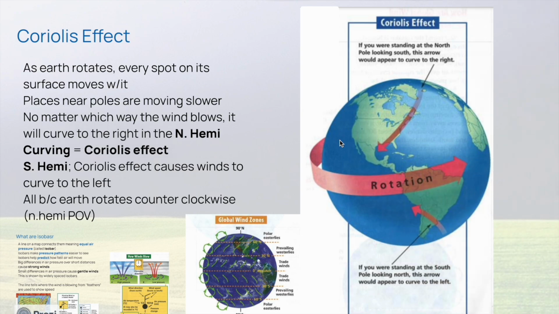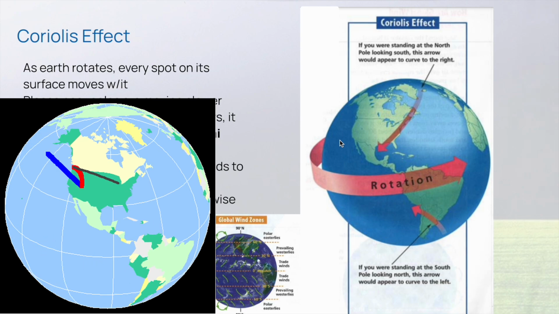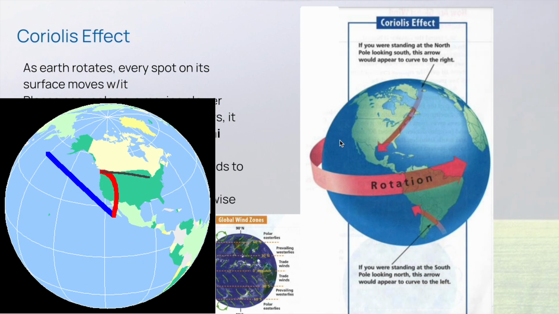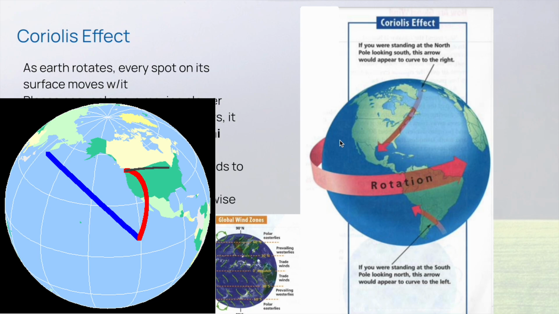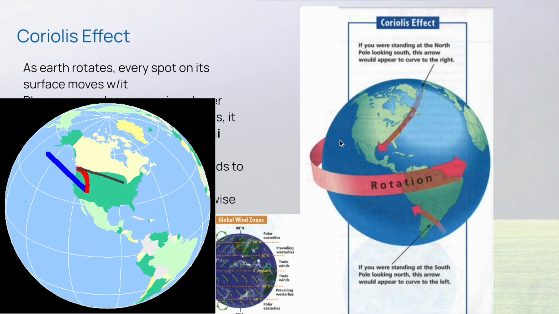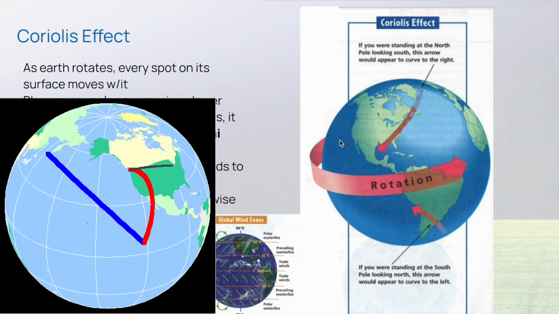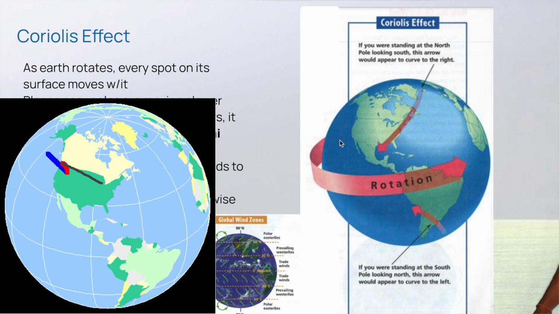Okay? No matter which way the wind blows, it will curve to the right in the northern hemisphere. Curving of the wind is called Coriolis effect. Okay? In the southern hemisphere, the winds will curve to the left. So check out this diagram here.